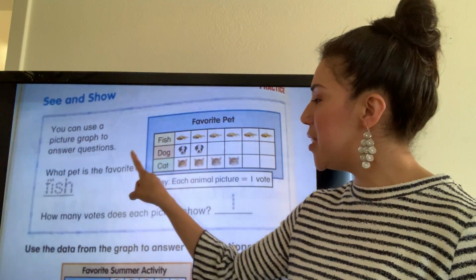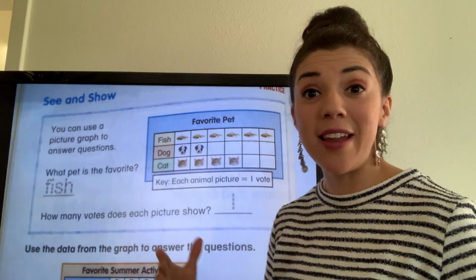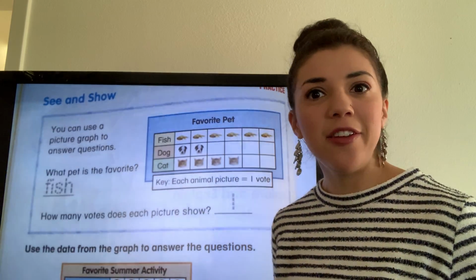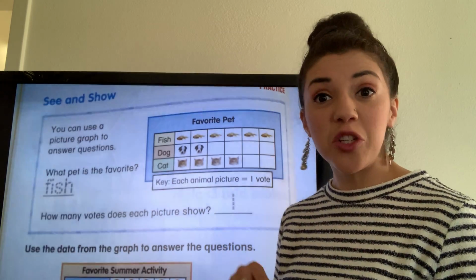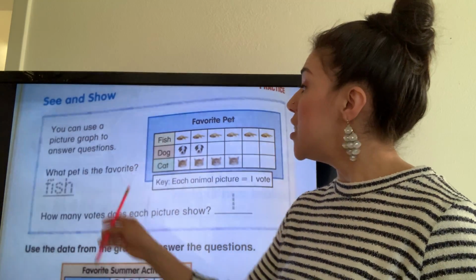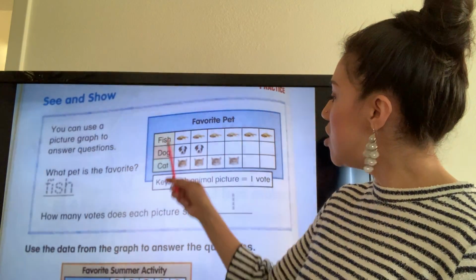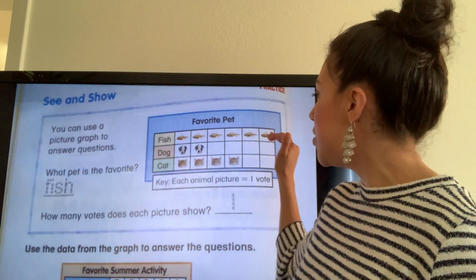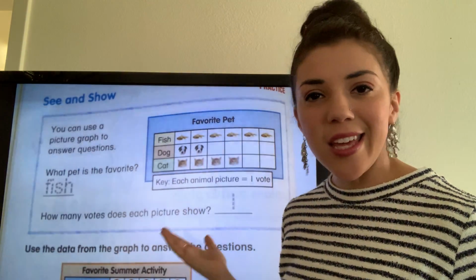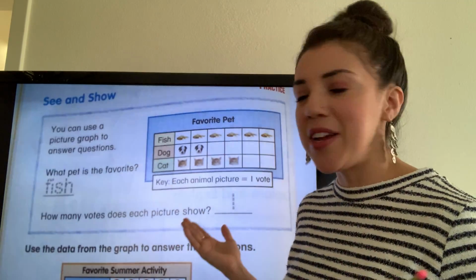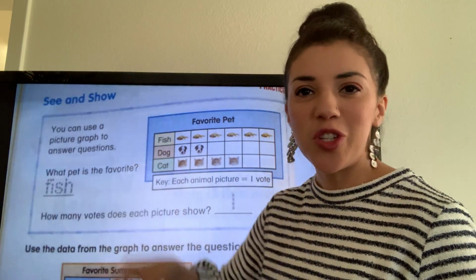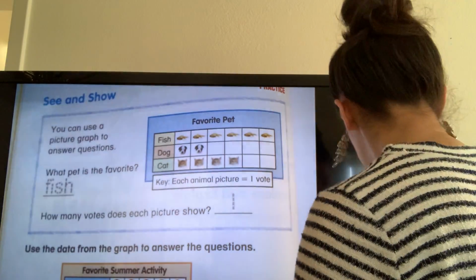So what pet is the favorite? Okay, so now they want the favorite. See how they're trying to trick you? Don't let them trick you, okay? Just make sure you read those questions carefully. So what pet is the favorite? Even just by looking at this graph, you can already see, even without counting, which one is the favorite. The favorite is fish. So go ahead and just trace the word fish.